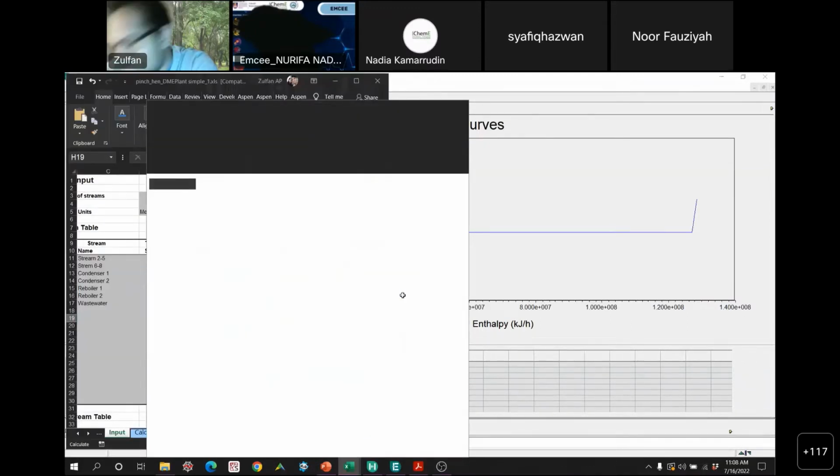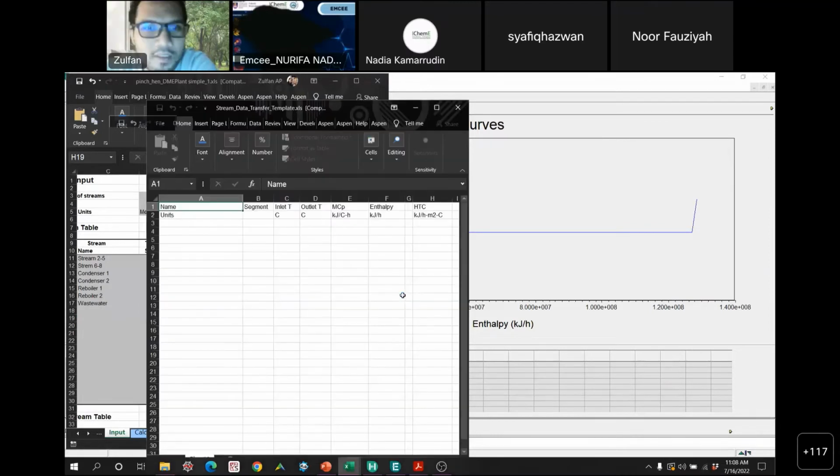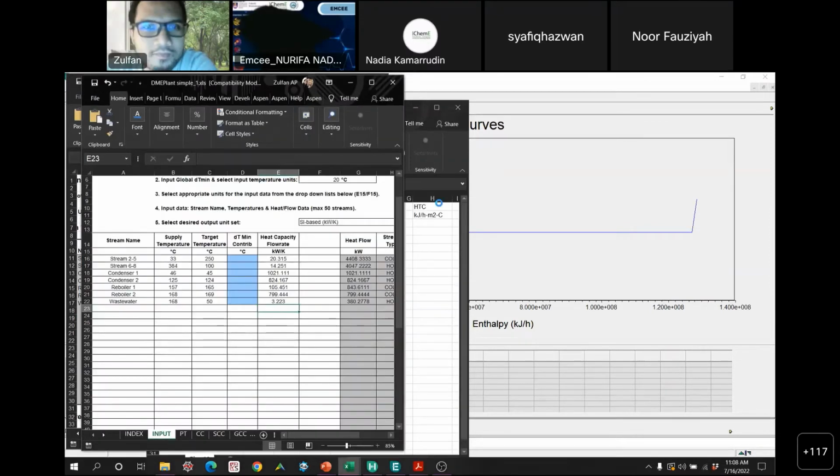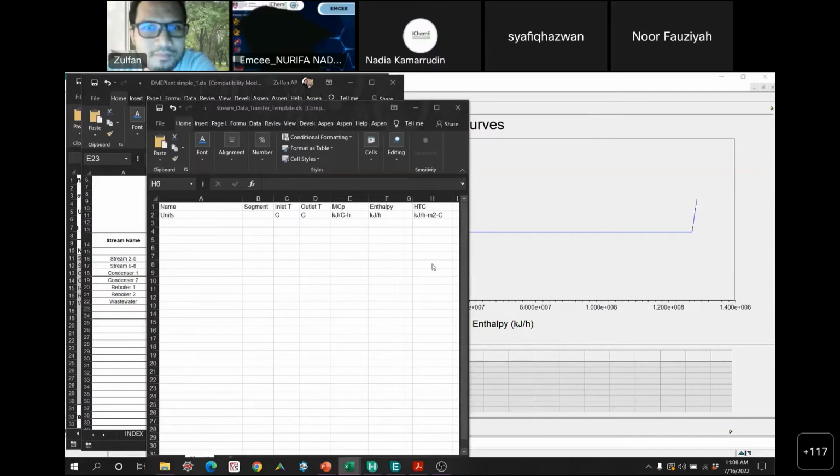You can key that in, 1 minute, yeah. So you get the names of the streams, and then you can key in the inlet and outlet temperature, MCP, delta T, and then the enthalpy, or just simply these three, basically these three.